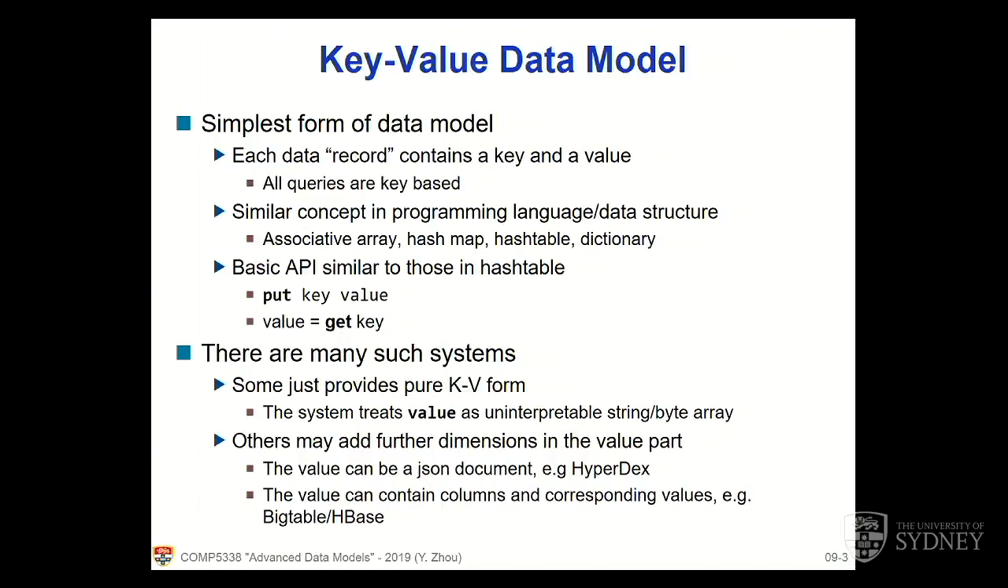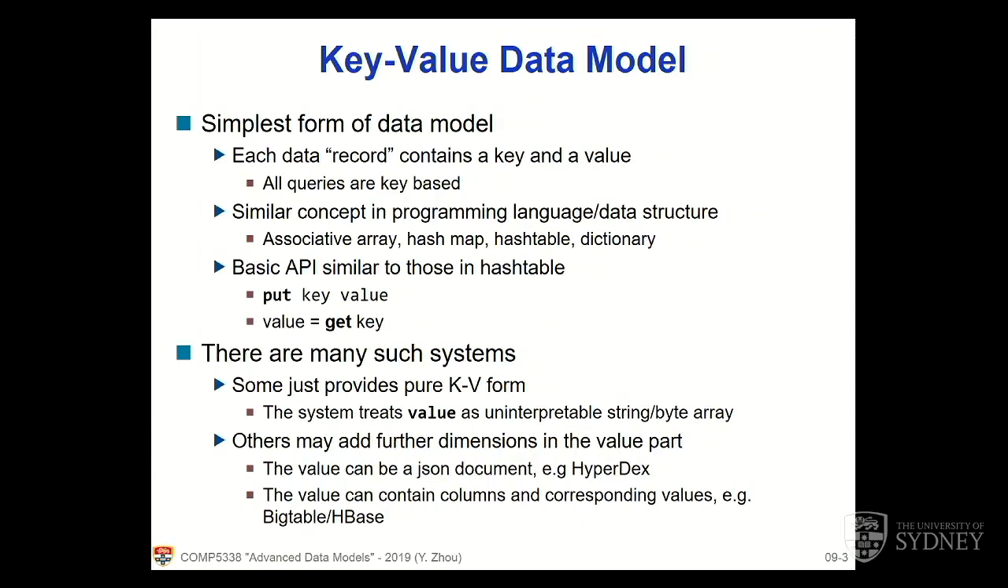Okay. So key value data model, as the name suggests, is a very, very simple form. It's the simplest form of data model you can think of. Basically, each data record consists of only two pieces of information. One is a key, the other is a value. And all queries are key-based.